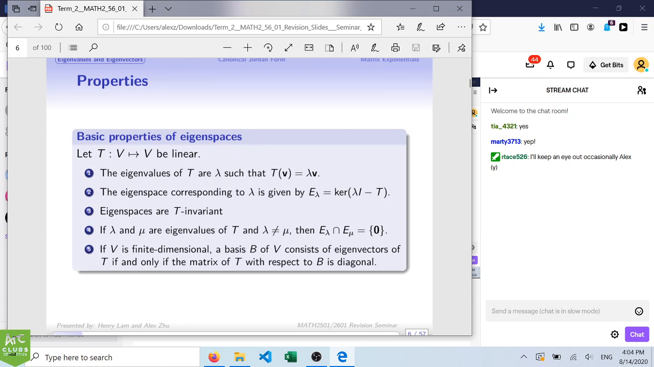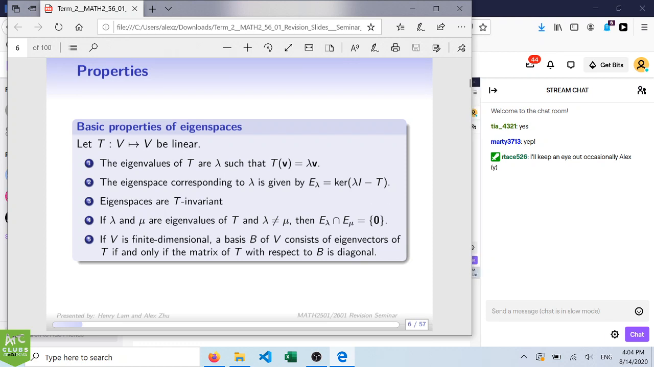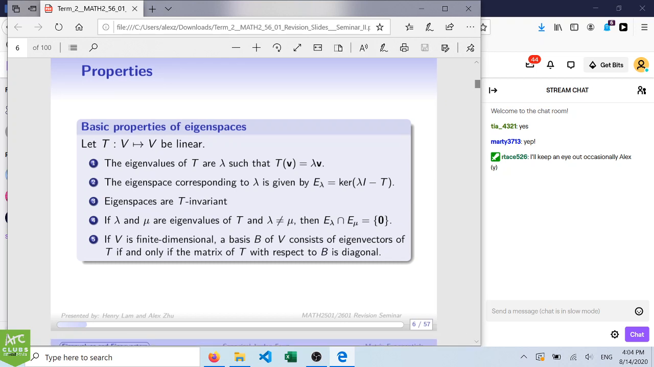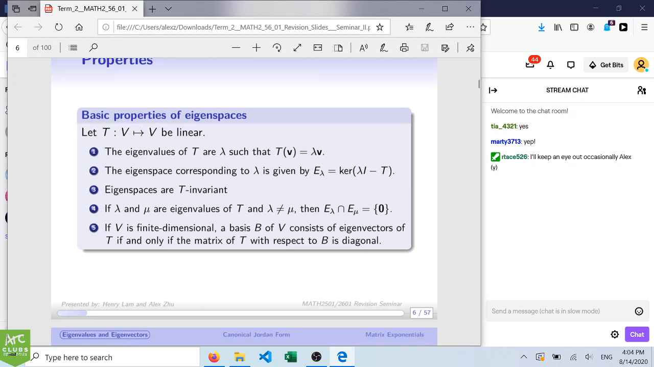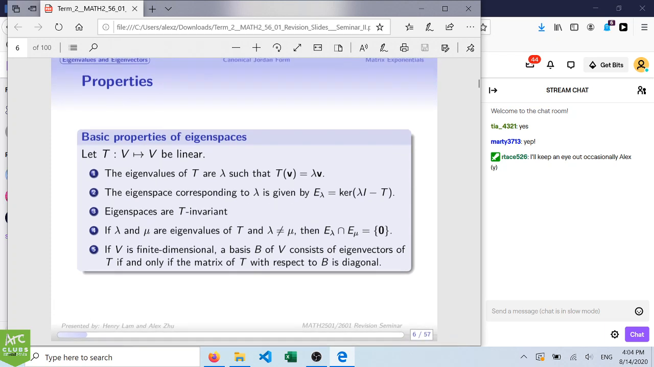So, properties of eigenspaces. Obviously eigenvectors satisfy Tv = λv. We also have the eigenspace as the set of vectors inside the kernel of λI − T, which is essentially, if you rearrange the previous property, the set of vectors such that this is true. And the third part is that the eigenspace is T-invariant, which I've covered before.